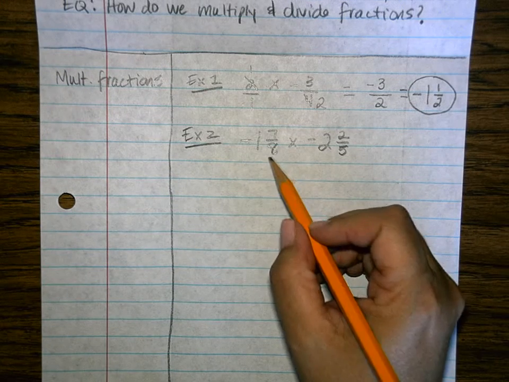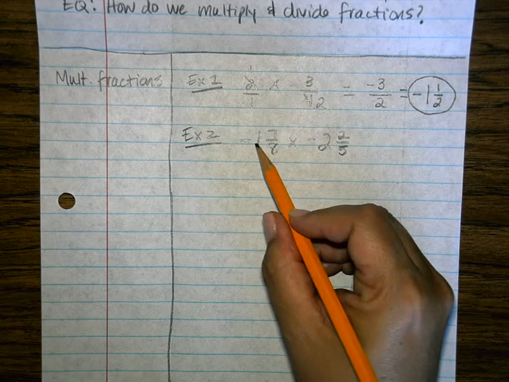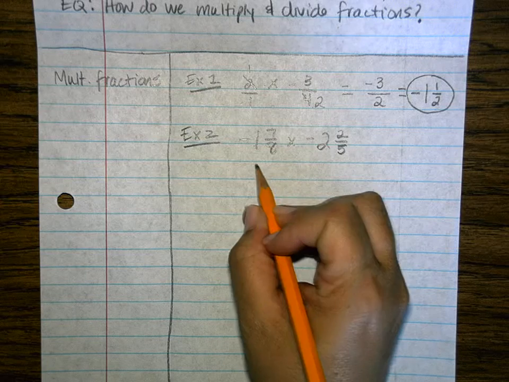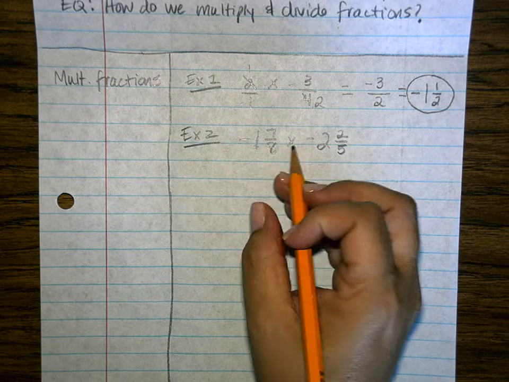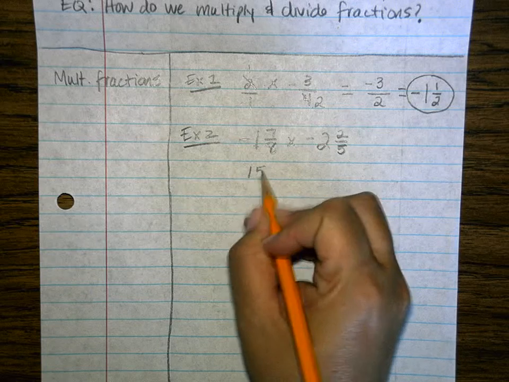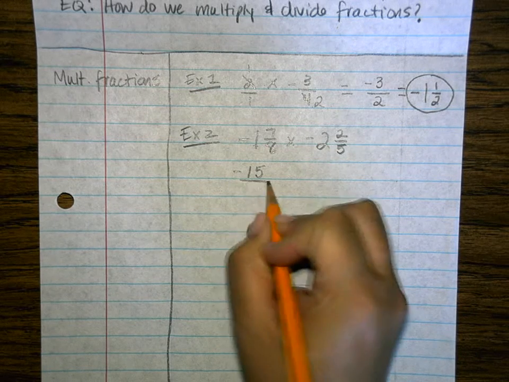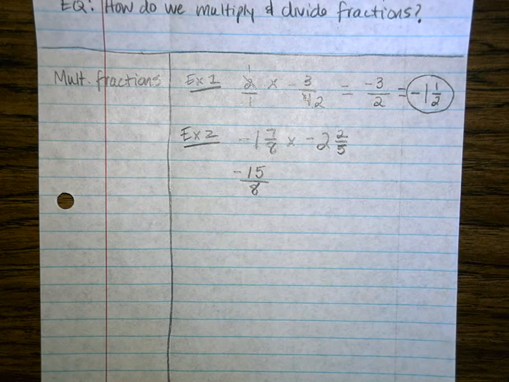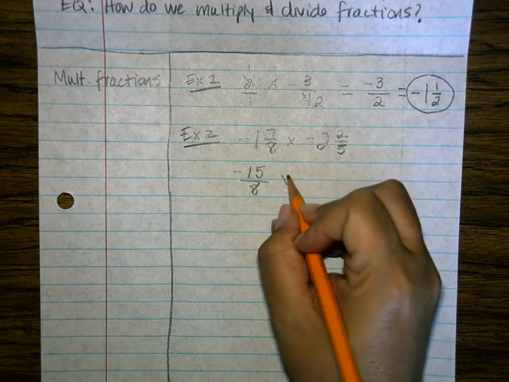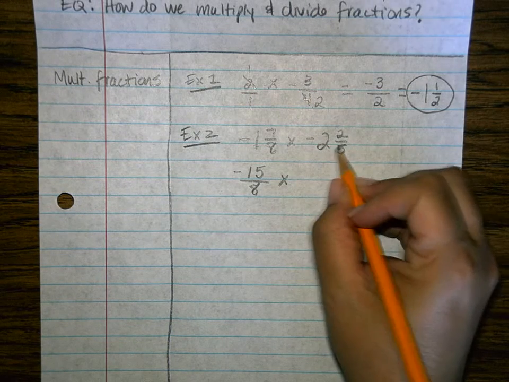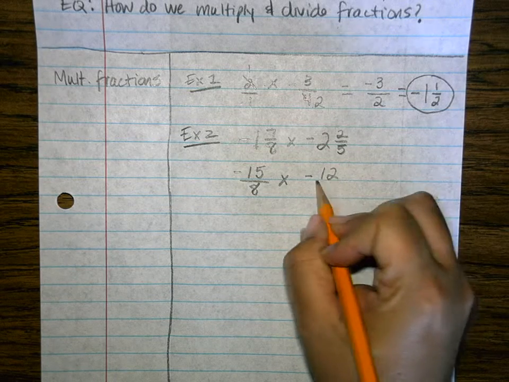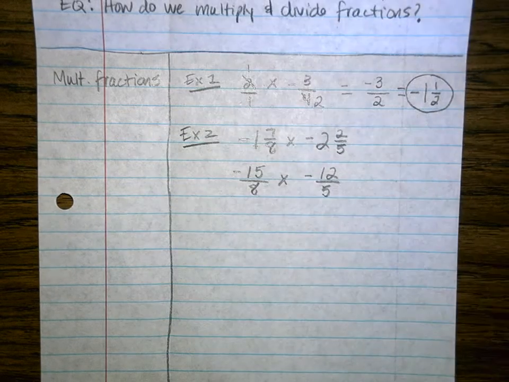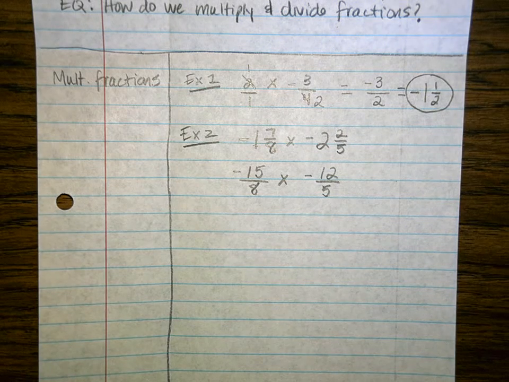So to turn this into improper, we do 8 times 1, which is 8, plus 7. What's that? 8 times 1 is 8, plus 7 is? 15. Okay, but don't forget the negative. So that one's negative 15 over 8. So far, so good? Okay, and now let's change the other one. 2 times 5 is 10, plus 2 is 12. And don't forget the negative. Negative 12 over 5.